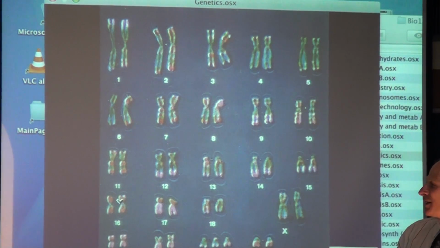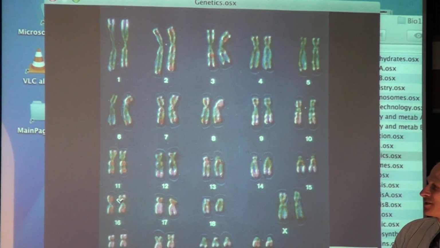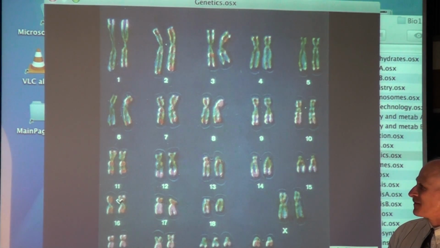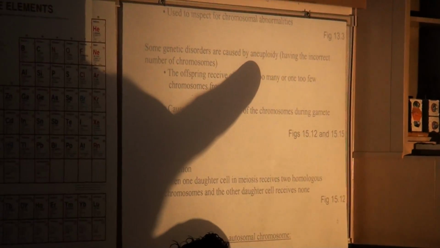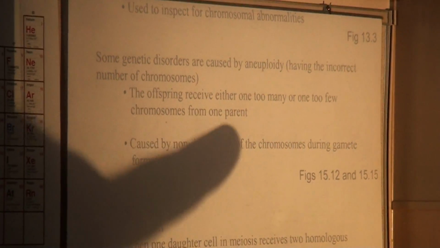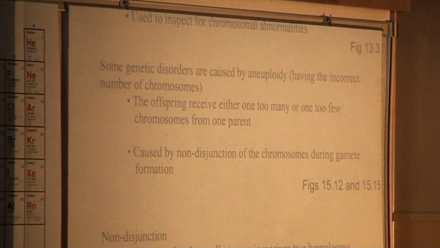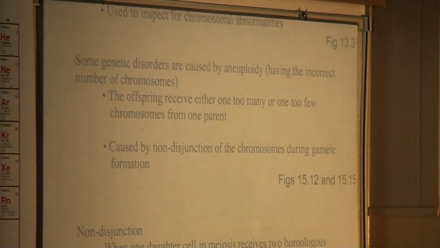Up to this point, I've been telling you genetic diseases are caused by inheriting a bad gene, a recessive gene that's not functioning right. Here, all your genes are normal, but you have either too many or too few, because you've got either one too many of a chromosome or one too few of a chromosome. And essentially that just throws off your genetic balance.